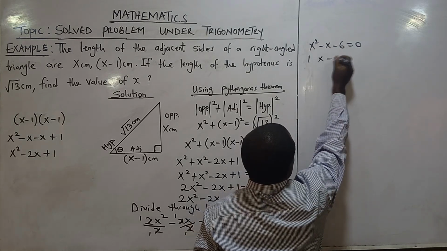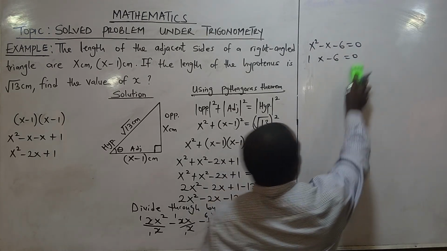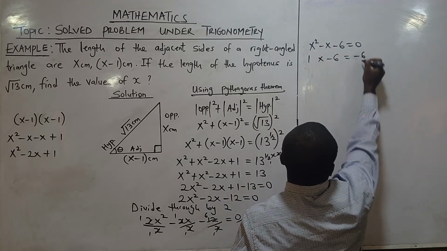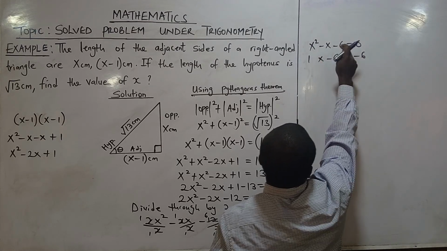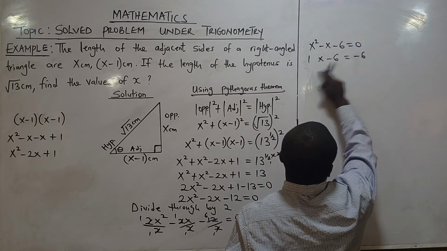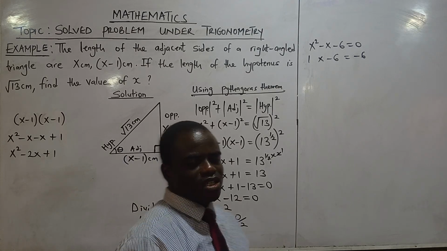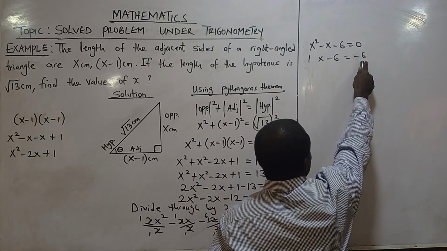Multiply with the constant minus 6 equal to 0. Sorry, we multiply it with this, you're having minus 6. The coefficient of x squared multiplied by the constant minus 6, 1 times minus 6, will give you minus 6. You now think of two numbers that when you multiply the two numbers, it will give you minus 6.